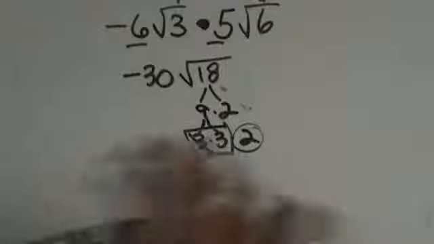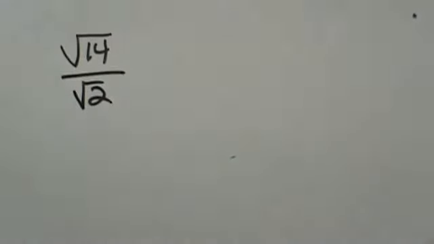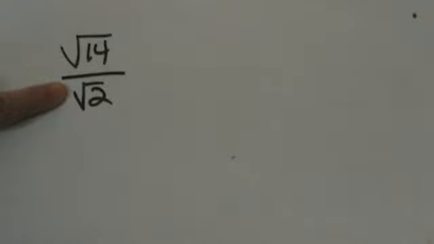Okay, let's look at another one of those, but this time let's look at division. We're going to take the square root of 14 divided by the square root of 2. One of the no-nos in math is you can never leave a radical in the denominator, so we need to clean this up. Now I'm going to show you two ways to do this.